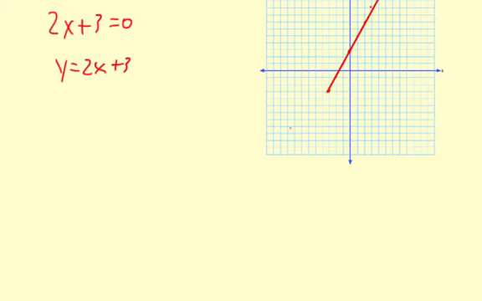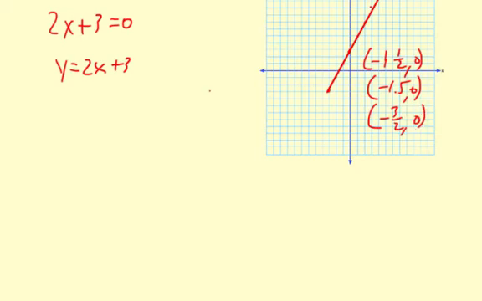Now we have a visual representation of the equation, and we want to find the x-intercept. That should be the solution. It looks like about negative 1.5. So the x-intercept is (negative 1.5, 0), or we could write (negative 3/2, 0).